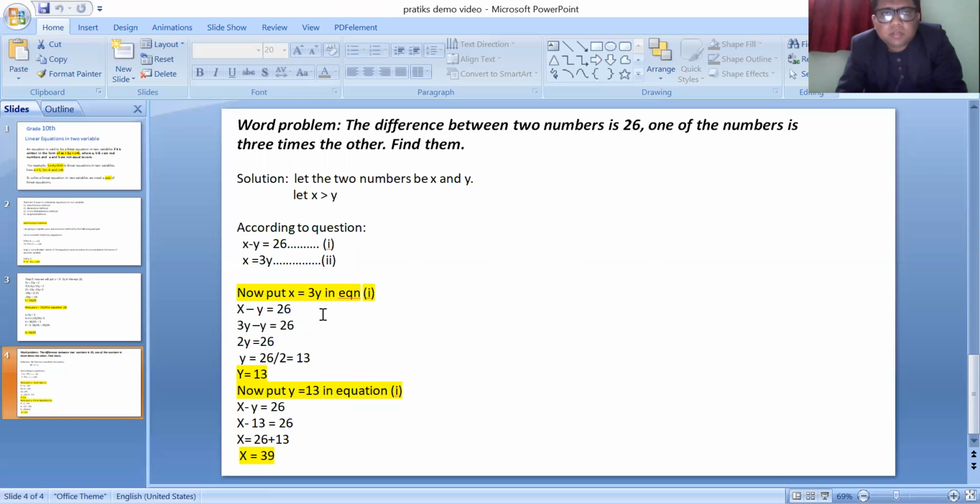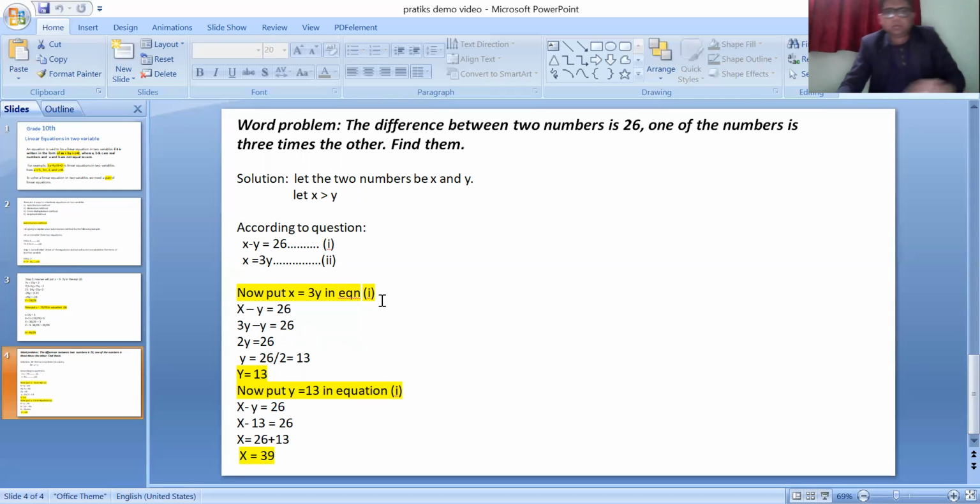And then what will happen? We can assume that x is greater than y. Why are we assuming this? Because it is already told that the difference between two numbers is 26. So let x be greater than y. Then according to the question, x minus y is equal to 26 because the difference between the two numbers is 26. This is our first equation. Another thing given in the question is one of the numbers is 3 times the other. So let x be equal to 3y because x is greater than y.